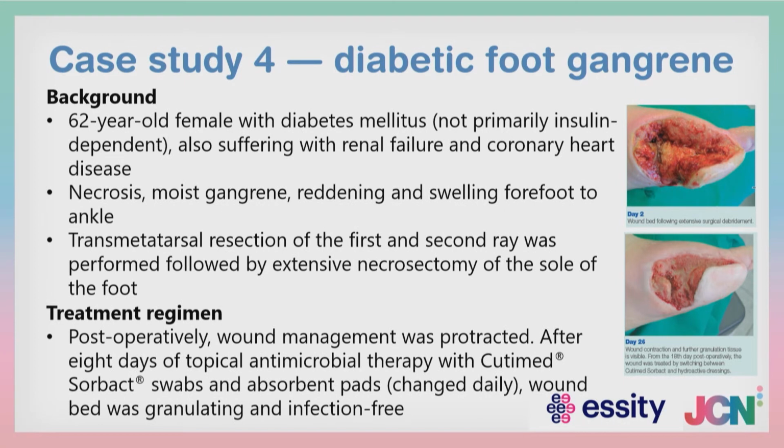So case study 4. This is a diabetic foot ulcer that had necrosis. It had diabetic foot gangrene. A 62-year-old female this time with diabetes mellitus. This patient wasn't primarily insulin dependent, but they also suffered with renal failure and coronary heart disease, so a lot of comorbidities there too.